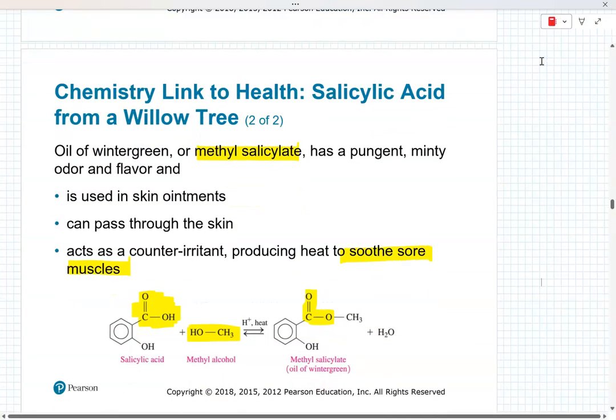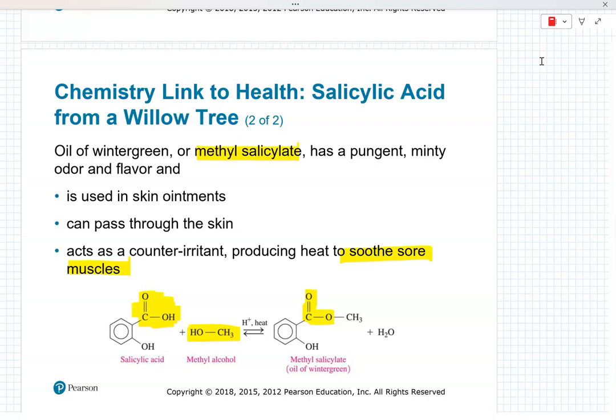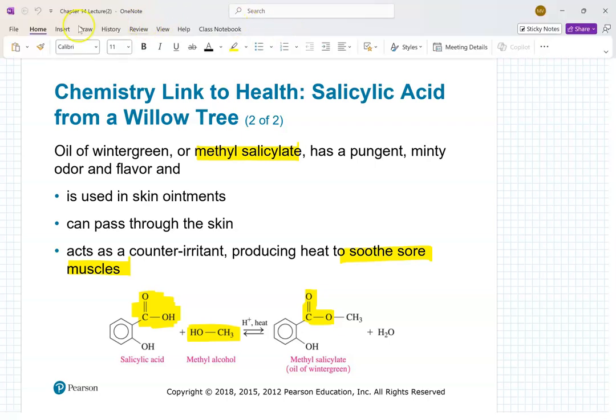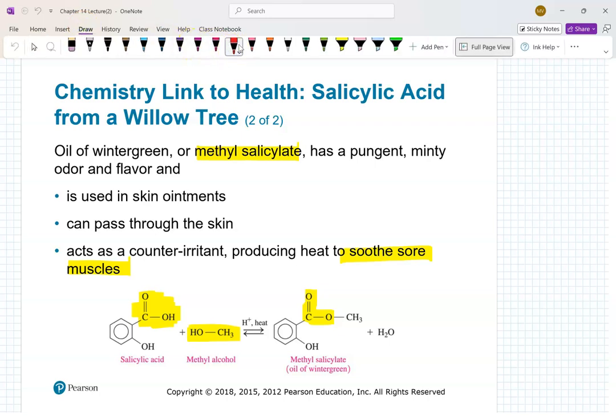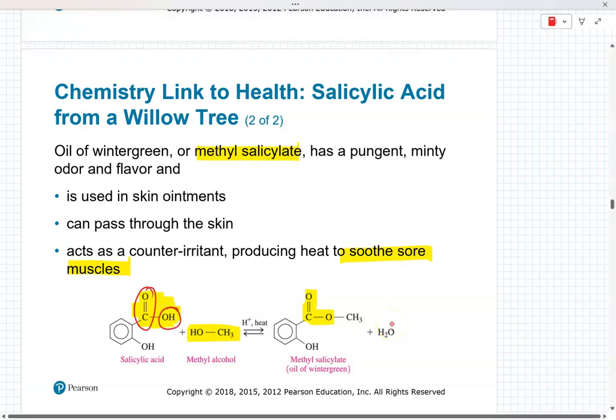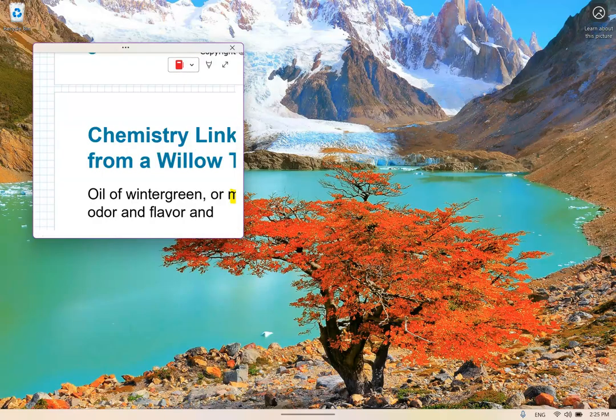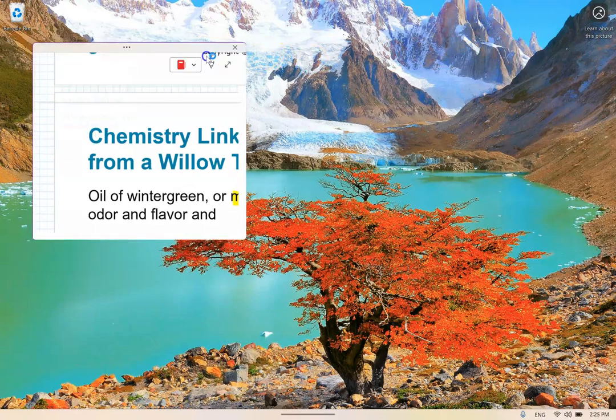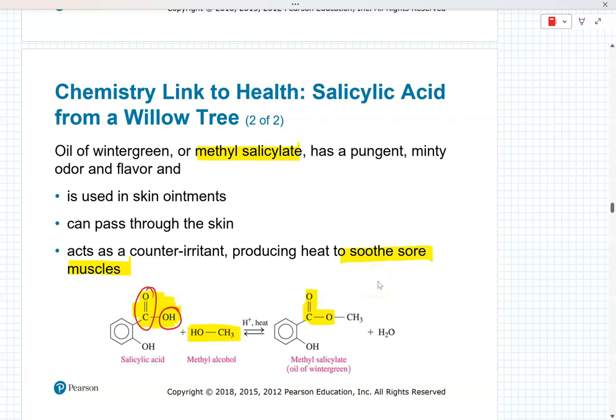As a summary, we discussed last time that carboxylic acids contain the carboxyl functional group, which essentially consists of the carbonyl group here and hydroxyl group here. Okay, and if you combine the carboxyl group with the alcohol, such as methyl alcohol, they can form what's called an ester.